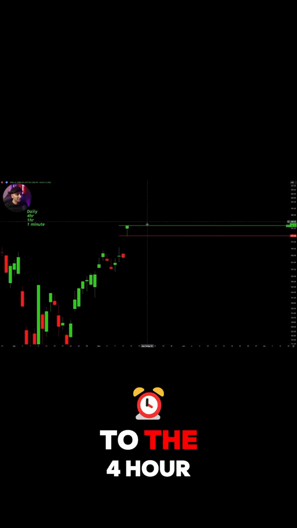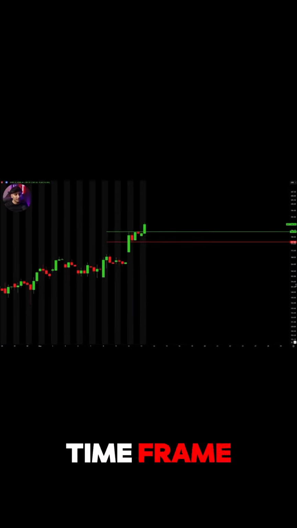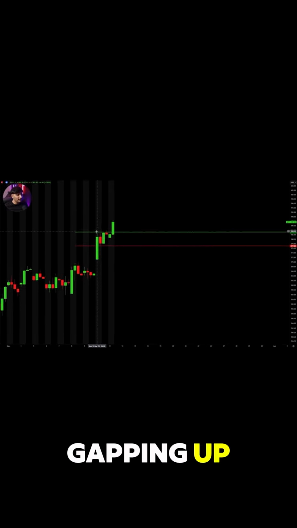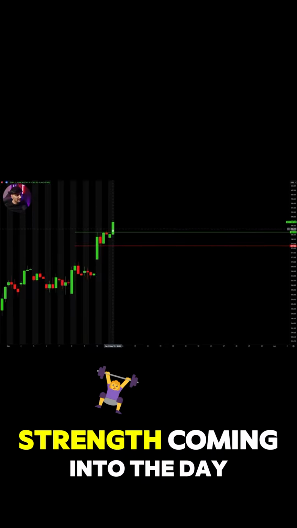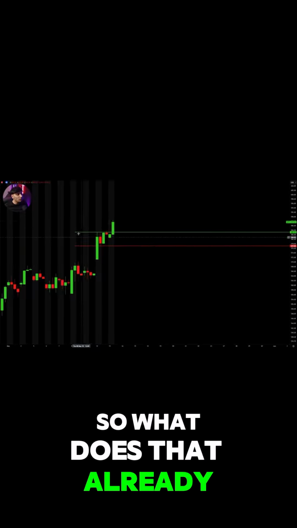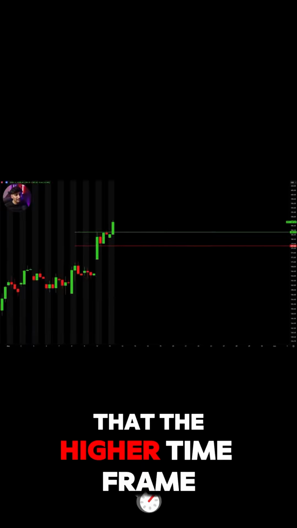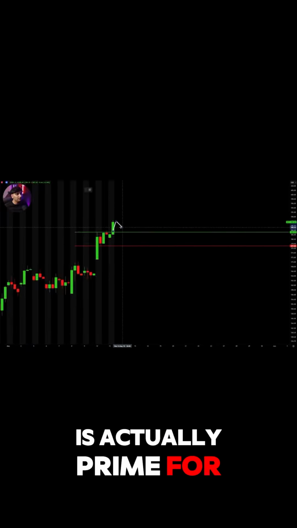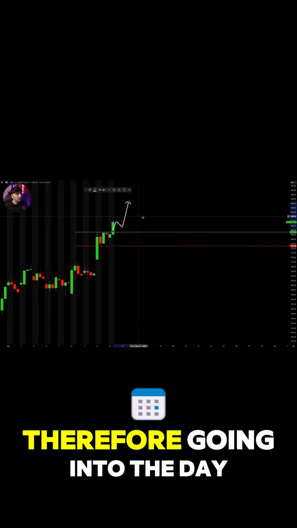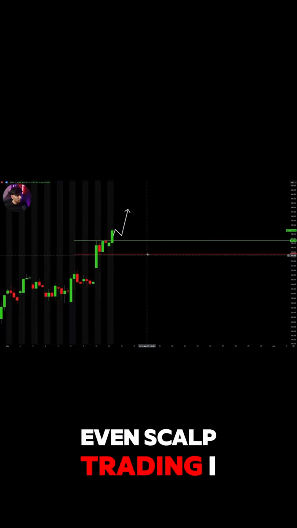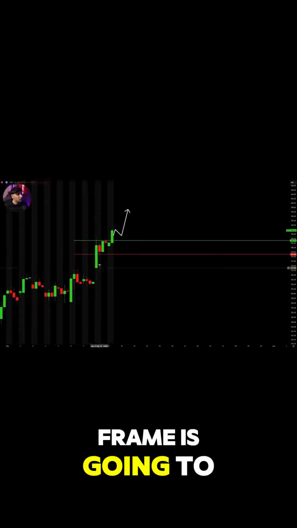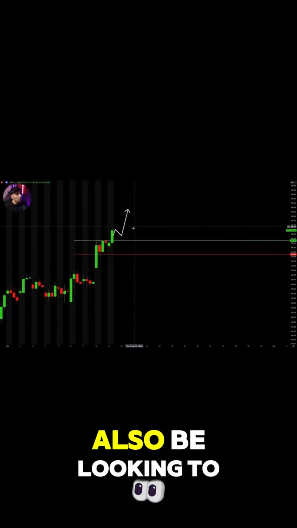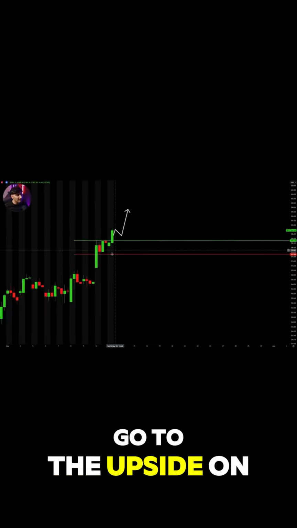Now let's go over to the 4-hour, and on the 4-hour time frame, you can see that the stock is actually gapping up. We then had a flat top, showing even more strength coming into the day. So what does that already tell me? Well, it tells me that the higher time frame is primed for a move to the upside. Therefore, going into the day, even scalp trading, I will not be looking for a short position. The whole higher time frame is going to the upside, and therefore I will also be looking to go to the upside on this name.